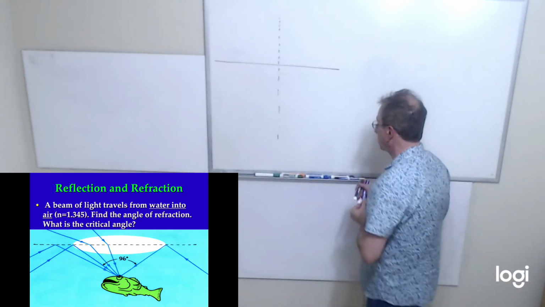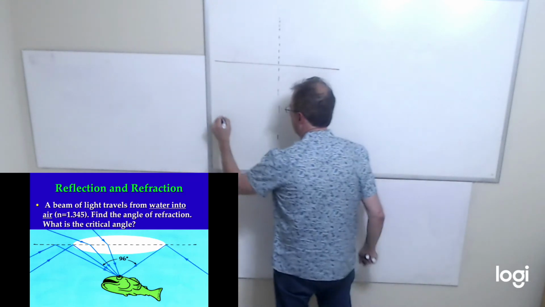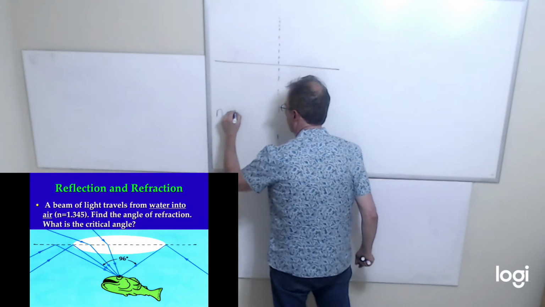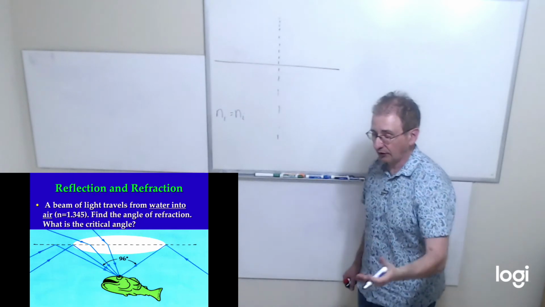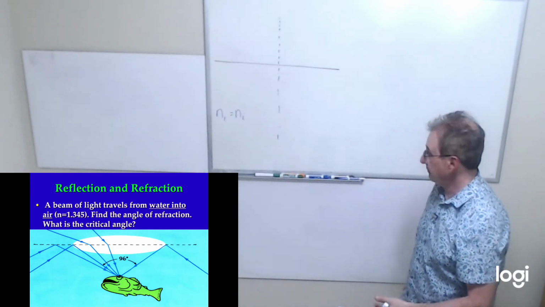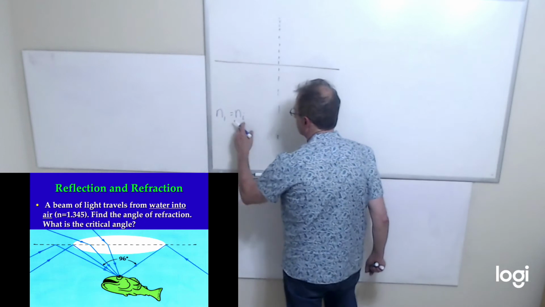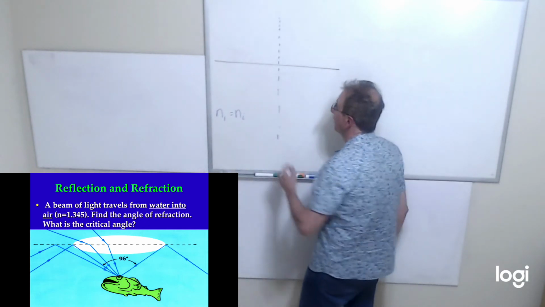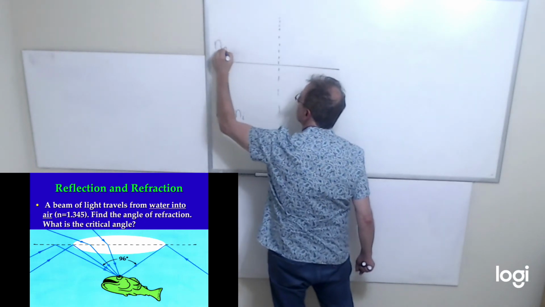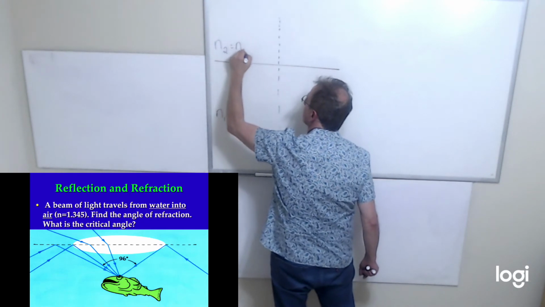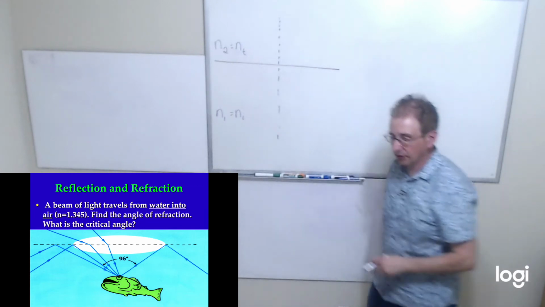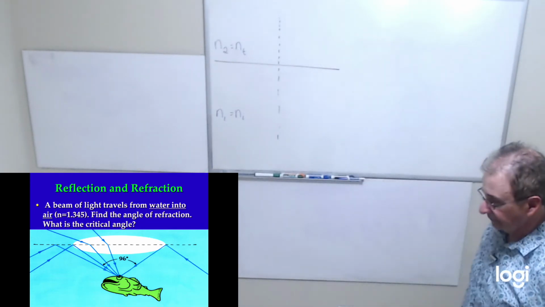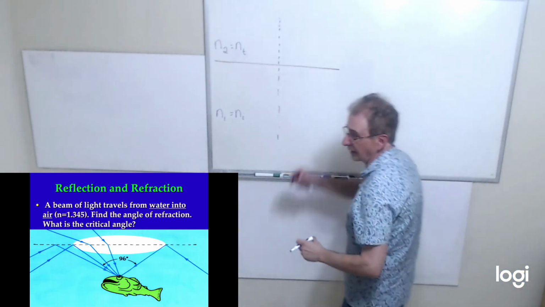I'm going to label the bottom medium N1, or the incident medium. So N1 is the index of refraction of the incident medium. That's why I said N1 equals N sub I. And the upper medium is N2. The index of refraction is N2, and we can also call it N sub T, because these are some of the ways they're labeled sometimes.